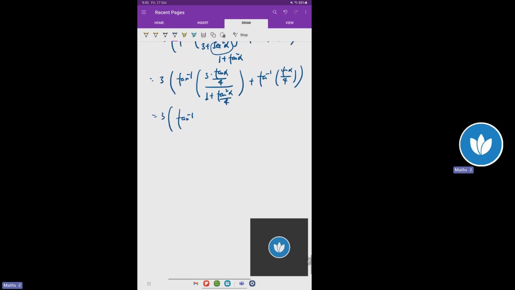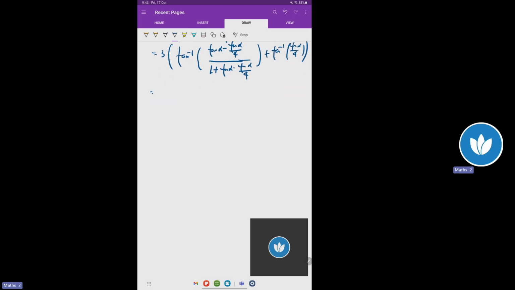Now if we try to break tan inverse, we can write tan alpha minus tan alpha by 4 over 1 plus tan alpha into tan alpha by 4, plus tan inverse tan alpha by 4. Now we can apply the formula of tan inverse: tan inverse tan alpha minus tan inverse tan alpha by 4, plus tan inverse tan alpha by 4. So we can cancel these two.